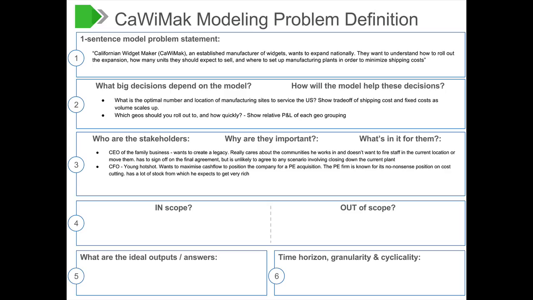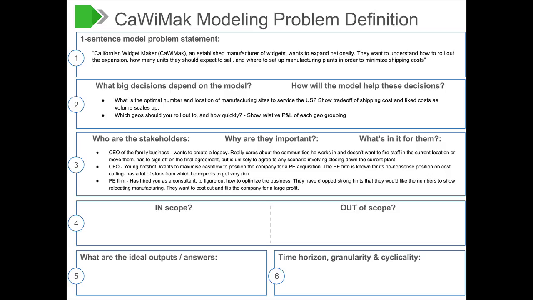The CFO is a young hotshot. He wants to maximize cash flow to position the company for a private equity acquisition. The private equity firm is also known for its no-nonsense position on cost cutting. He has a lot of stock for which he expects to get very rich. The private equity firm has hired you as a consultant to figure out how to optimize the business. They have dropped strong hints that they would like the numbers to show relocating manufacturing. They really want to cut costs and flip the company for a large profit.